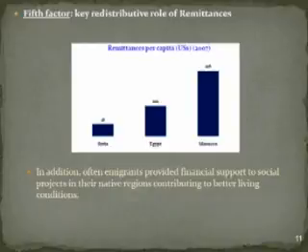In addition, immigrants also provided financial support for social projects in their native regions. They contributed, for instance, roads and electricity generators, etc. So this is also an important channel to poverty reduction.